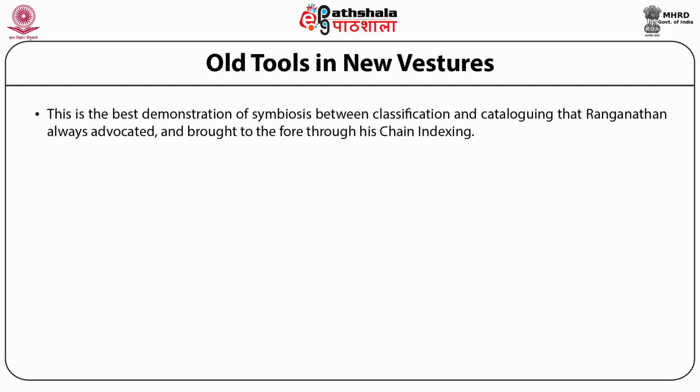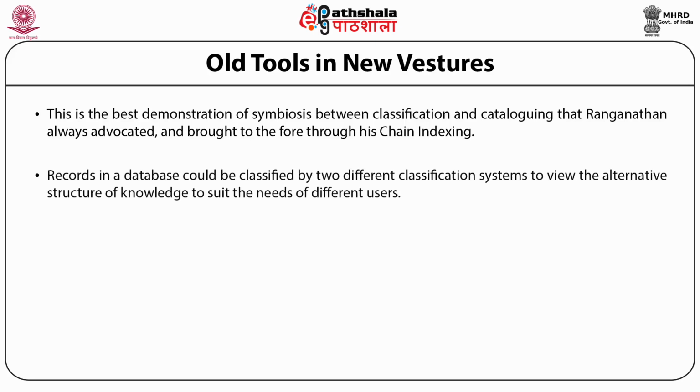Continuing with the use of old tools in the new environment, the use of classification has been best demonstrated by the symbiosis between classification and cataloging that Ranganathan always advocated through his chain procedure, also called chain indexing. Records in databases could be classified by two different classification systems to view the alternative structure of knowledge to suit the needs of different users.